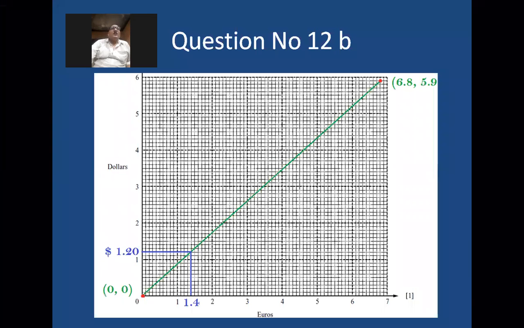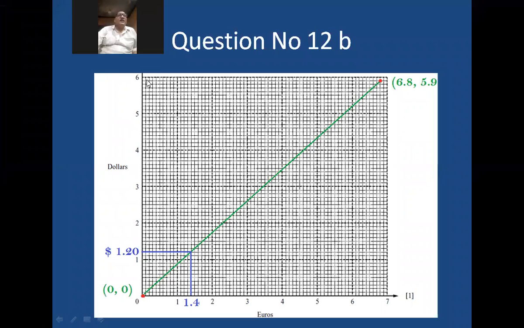Okay, so now on the screen, this graph is showing dollars on the y-axis and euros on the x-axis. There are 2 points given. When there are $0, there are 0 euros. But when there are 6.8 euros, the dollars are 5.9. So by knowing these 2 points, I have plotted them, 0,0 and 6.8, 5.9. Then I have joined them with this green line. So I have this graph.